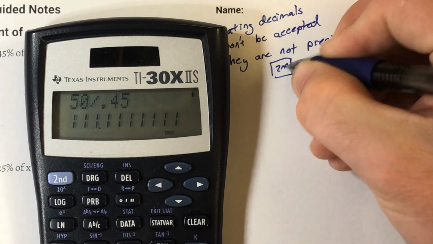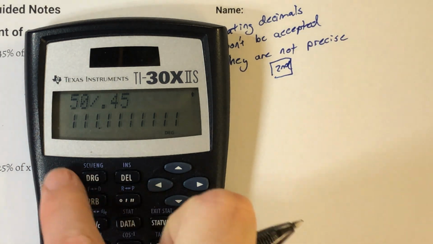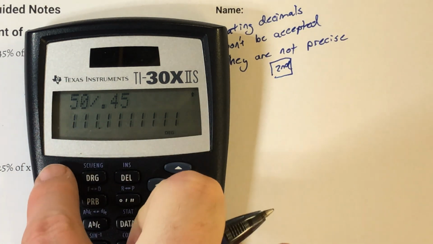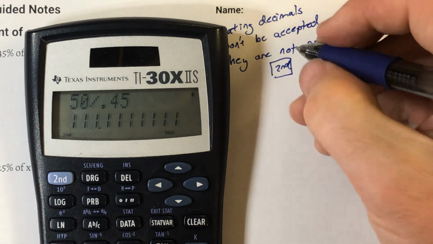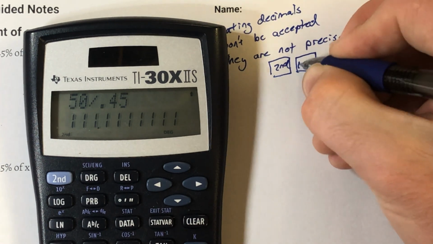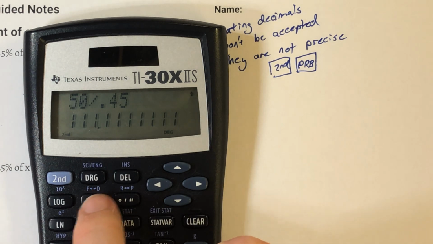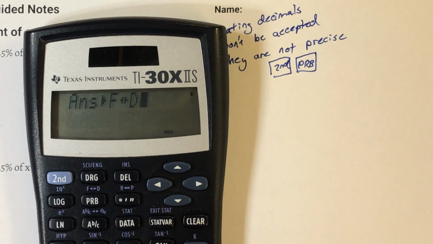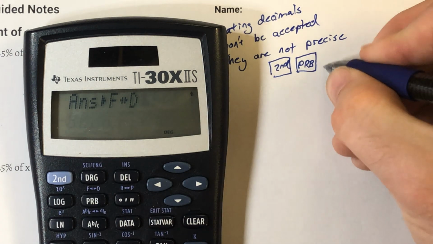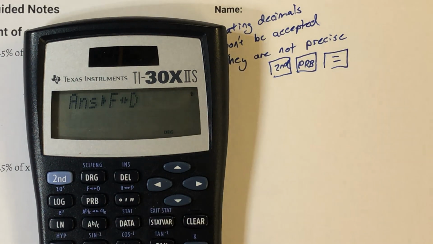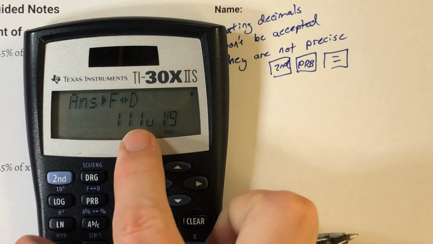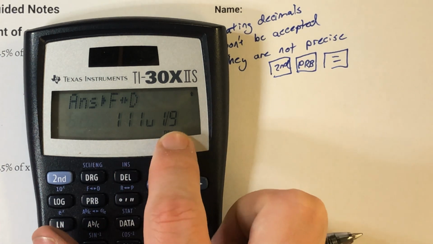You would push the second button. So keep your number in there, push second. Then you're going to push the PRB button. You'll notice right above it in blue, F to D. That means fraction to decimal or decimal to fraction. And then push equals. It changed it to 111 and 1/9.